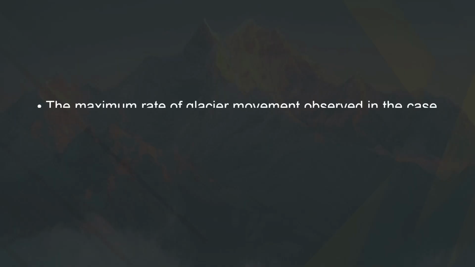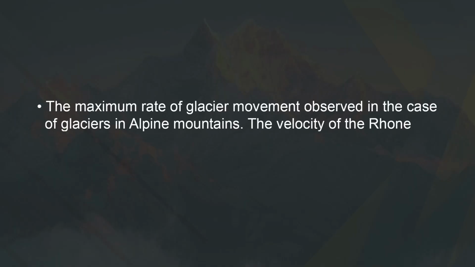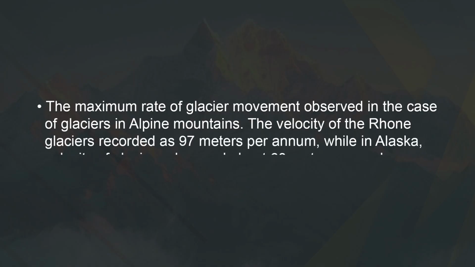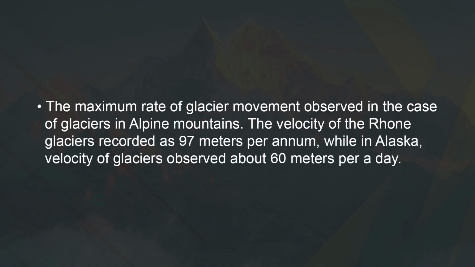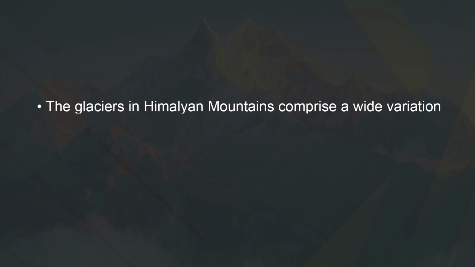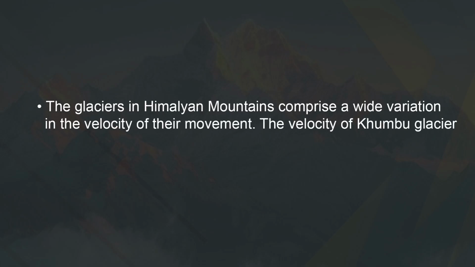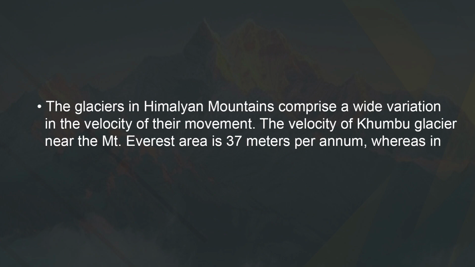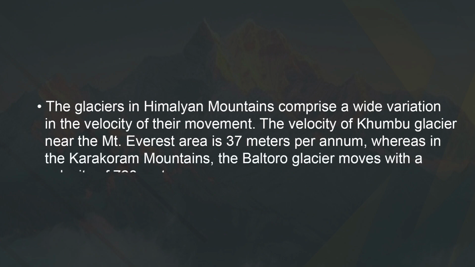The maximum rate of glacier movement is observed in the case of glaciers in alpine mountains. The velocity of the Rhone glacier was recorded as 97 meters per annum, while in Alaska, velocity of glaciers was observed at about 60 meters per day. Nevertheless, the glaciers in the Himalayan mountains show a wide variation in the velocity of their movement. The velocity of Khumbu Glacier near the Mount Everest area is 37 meters per annum, whereas in the Karakoram Mountains, the Baltoro Glacier moves with a velocity of 720 meters per annum.